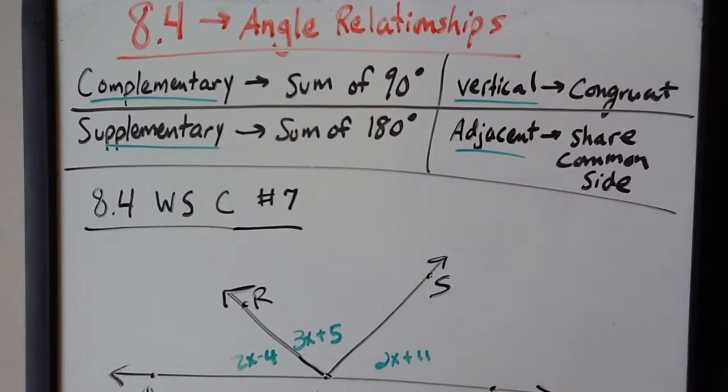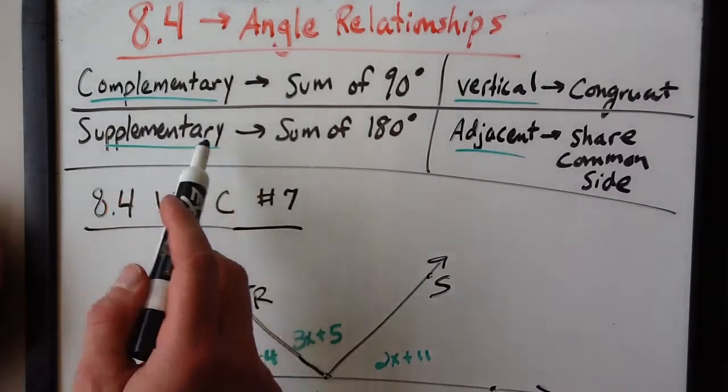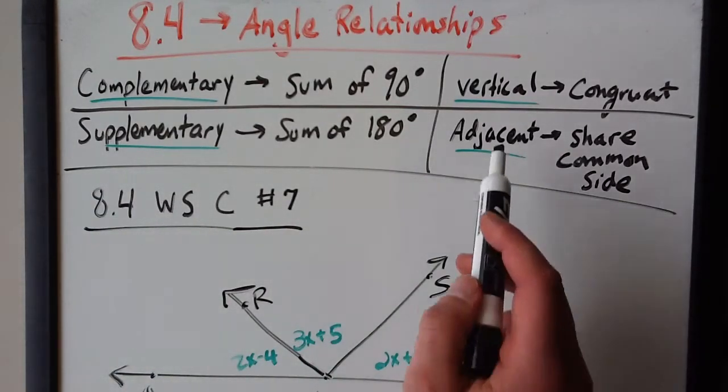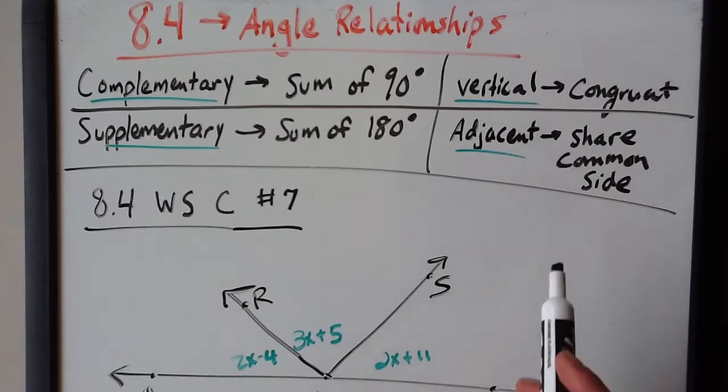Okay, in lesson 8.4, we're talking about angle relationships. Remember that if angles are complementary, the sum of those angles add up to 90 degrees. If they are supplementary, the sum of those angles add up to 180 degrees. If the angles are vertical, vertical angles are congruent, which means they have the same measure.